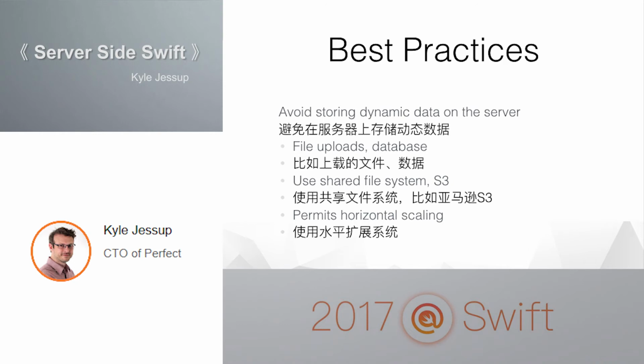Again, you avoid storing dynamic data on the server because that data is not going to exist on your other instance. So you have one instance with this data, one instance without it. Doesn't make sense. This would be things like file uploads, if you do have a database on your server. For storing files, you can use shared file system, S3. There's a variety. All these cloud providers have their own kind of analogous systems.